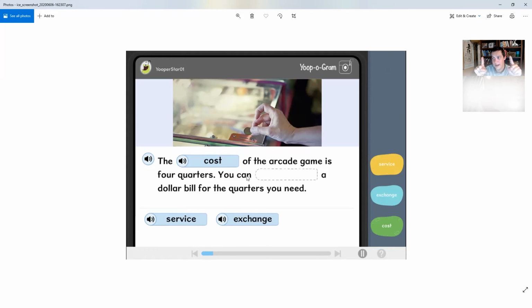However, if you have the paper money, some of the arcade machines don't use paper money. You only use the coins. So how do you get the coins if you only have paper money? You have to exchange. Yeah, you have to exchange them. So if you have the paper money, which is the dollar bill, then you can exchange for the quarters you need. So this arcade game only uses quarters, not paper money. So you have to exchange the paper, the dollar bill, for the quarters.